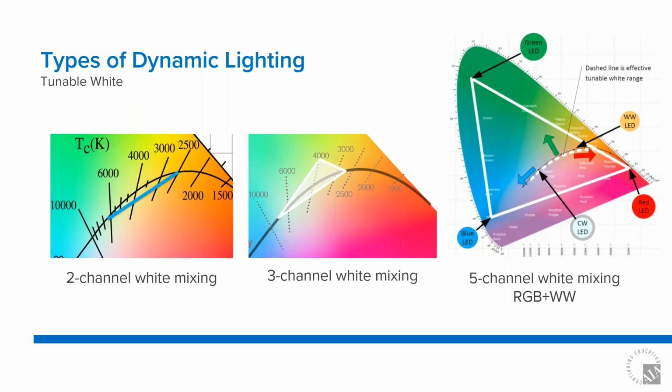And then for 5-channel color mixing, basically what happens is you have a red chip and a green chip. And then you have a warm white and a cool white chip. So you have 5 different things, and you're modulating with your controls through all 5 of those to be able to create the most dynamic full spectrum output.